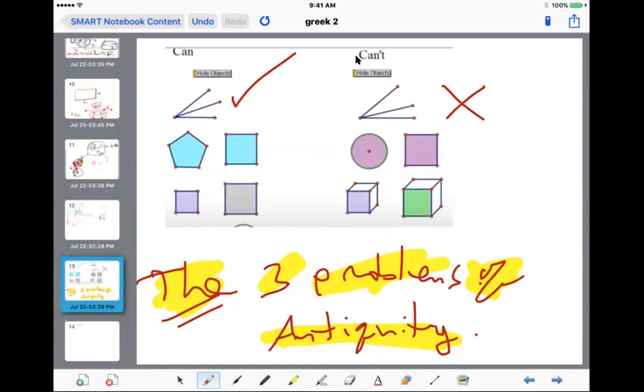Okay. The second problem of antiquity is, while it's possible to square a rectangle, to make a square that is the same area as a rectangle, and it's actually possible to square any polygon. Take a polygon and using compass and a straight edge, create a square that has the same area. They were unable to figure out a way to so-called square the circle, which means making a square that has the exact area of a given circle.